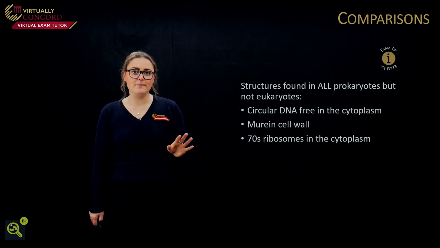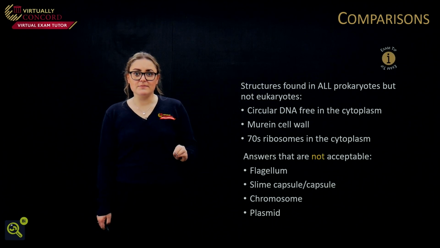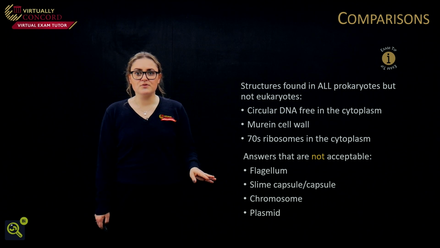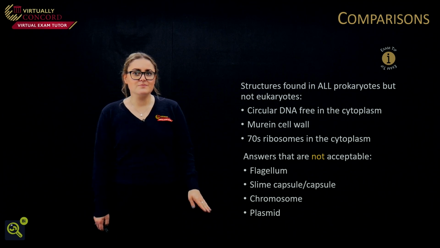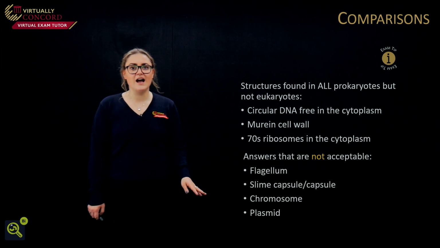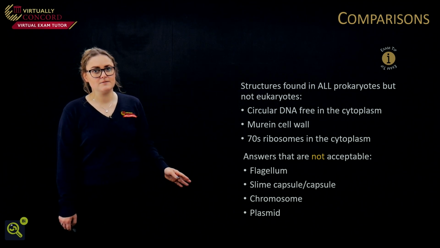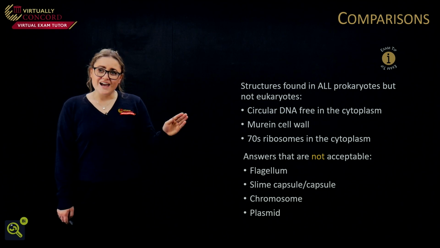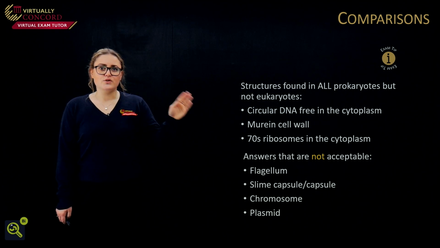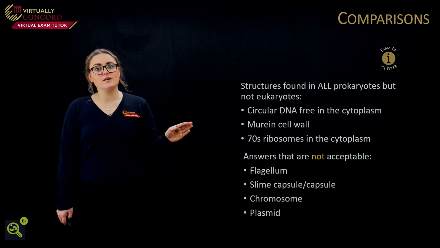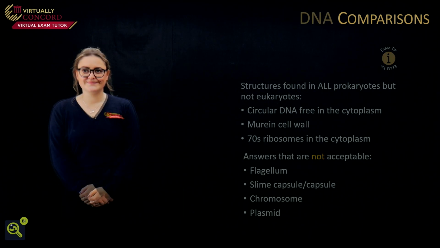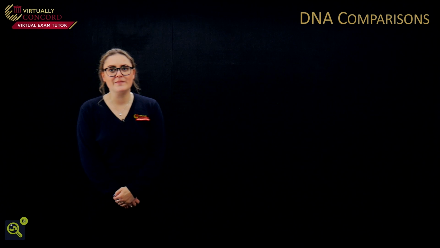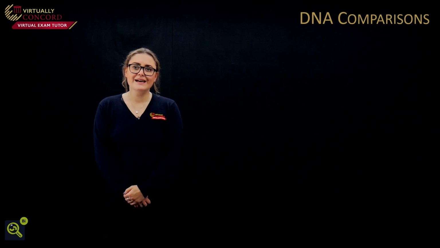So exam tip, answers that would not be acceptable. So flagellum, slime capsules, not always found in your prokaryotes. Chromosomes, because they would be found in your eukaryotes. And plasmids, because again, sometimes these aren't found in your prokaryotic cells. So things that are definitely always found, okay, so your circular DNA, your murein cell wall, and your 70S ribosomes freely in the cytoplasm.